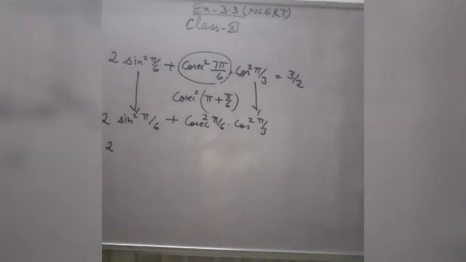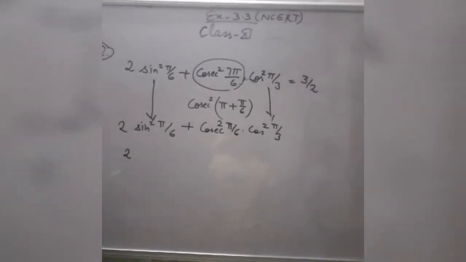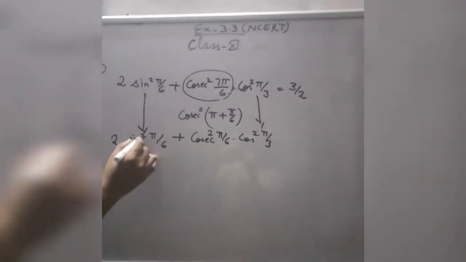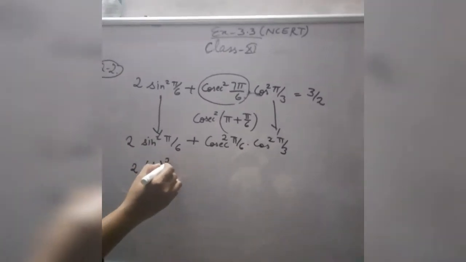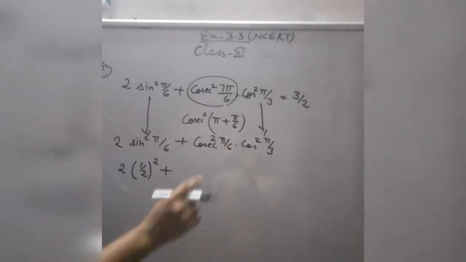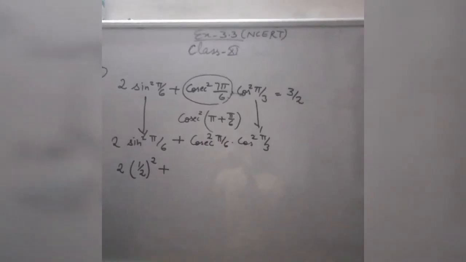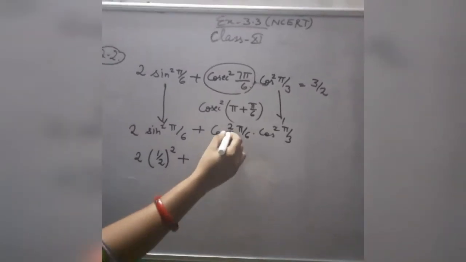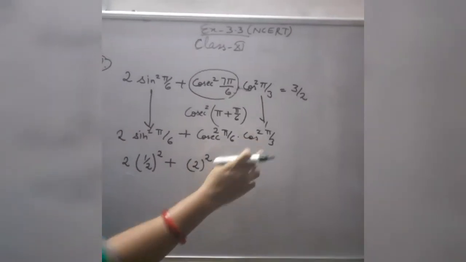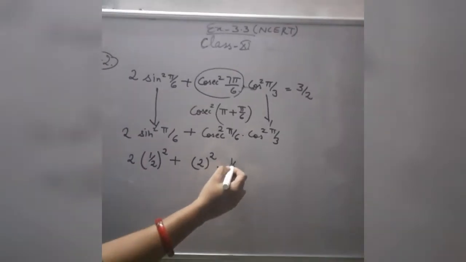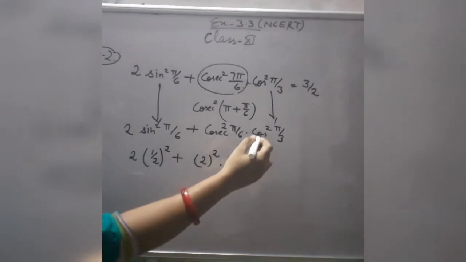Now 2 sin square pi by 6. Pi by 6 means 180 by 6, this is 30 degree and value of sin 30 is 1 by 2 and square is also given to you. So you take square of half, plus cosecant pi by 6. Again pi by 6 means 30 and value of cosecant 30 is 2 and then square of 2. And last term is cos pi by 3. Cos pi by 3 means cos 60. Value of cos 60 is half and square is also here.